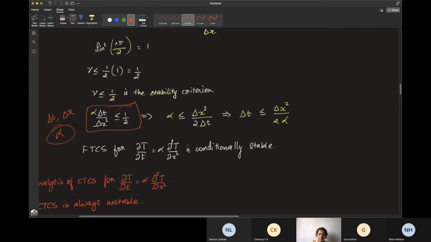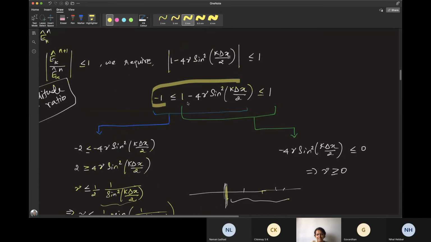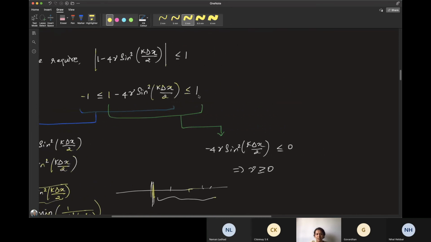So for FTCS, this is just one side, that is this left side. Now let's look at the right side, what happens. So 1 and 1 will get cancelled, so we'll have minus 4 mu sine squared k delta x by 2 less than or equal to 0. And this term is always positive. Sine square term is always positive, greater than or equal to 0, that is. And nu is always positive because it has alpha delta t by delta x squared.